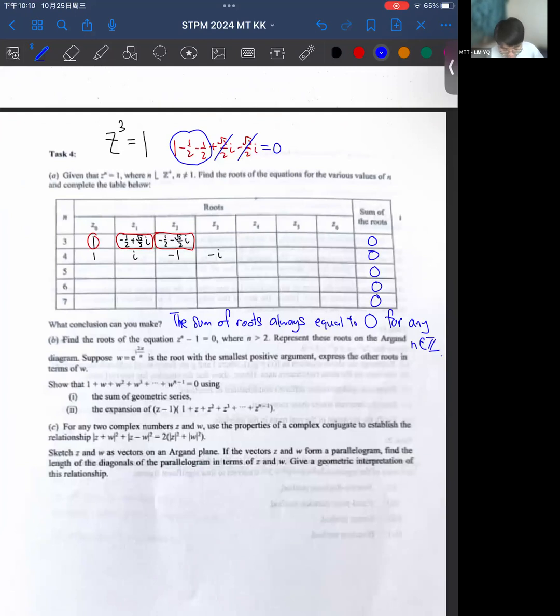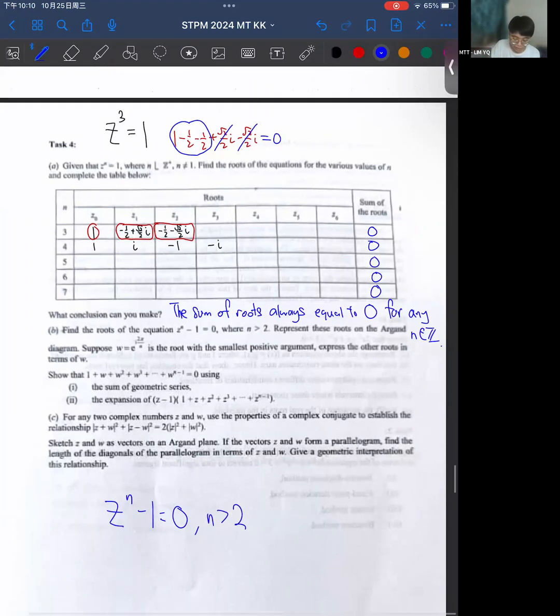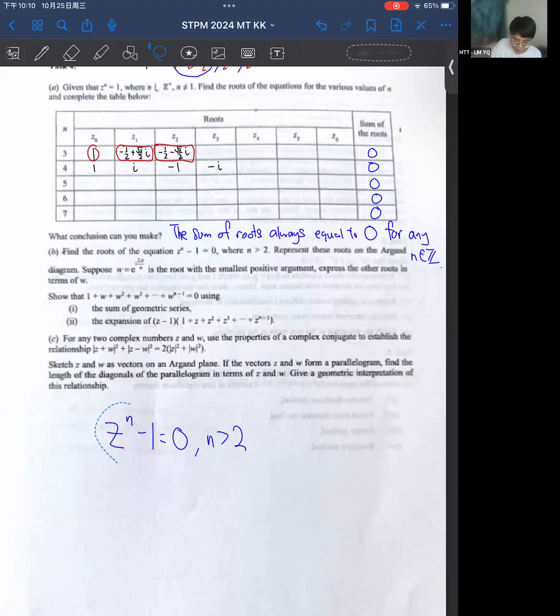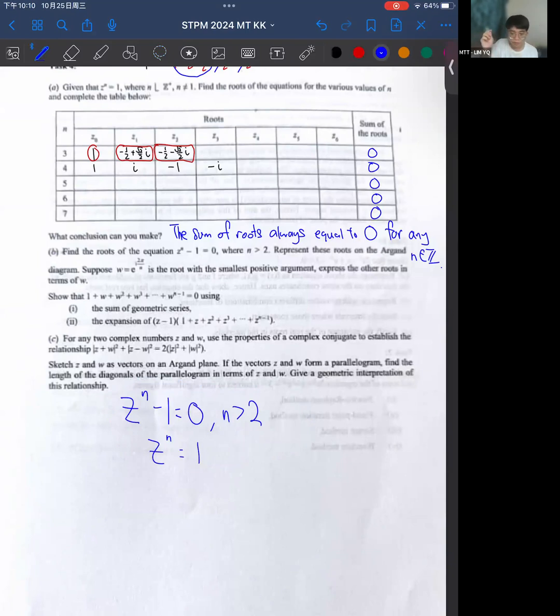Now, part B. Find the roots of the equation z^n minus 1 equals 0, where n is greater than 2. Represent this on the Argand diagram. Actually, I already discussed this. You can change z power n minus 1 equals 0 into this form, and finally it is just the same as what you had just now. So you want to plot all the values on an Argand diagram. I have shown you last time, I just plot two for you. You try to plot all of it.